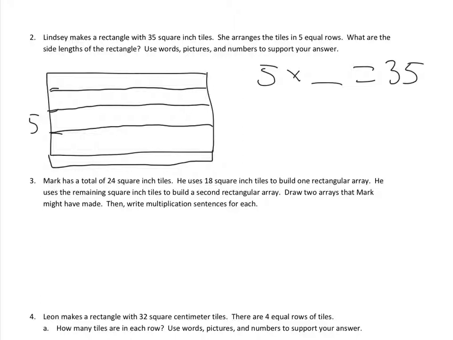If I count by 5s on my fingers, I can figure this out. 5, 10, 15, I have 3 fingers up. 20, 25, I have 5 fingers up. 30, 35. So it takes 7 fingers of 5, so that's 7. So I need to put 7 in here.